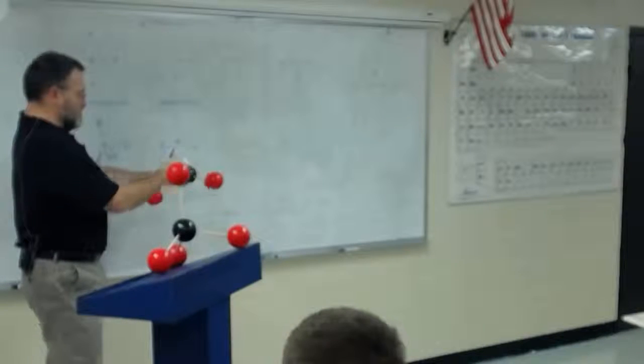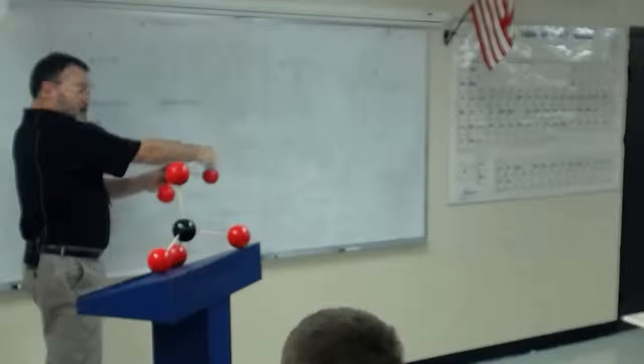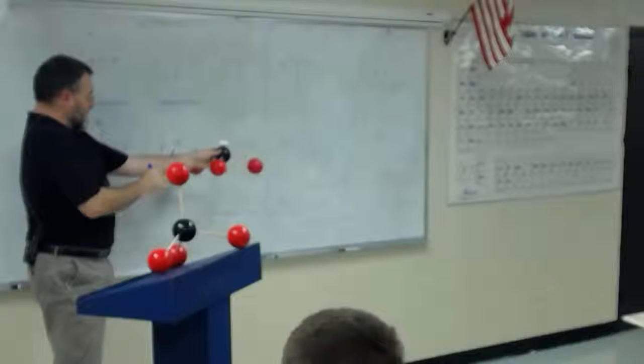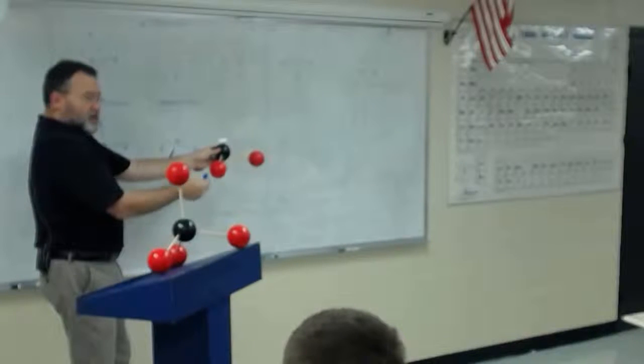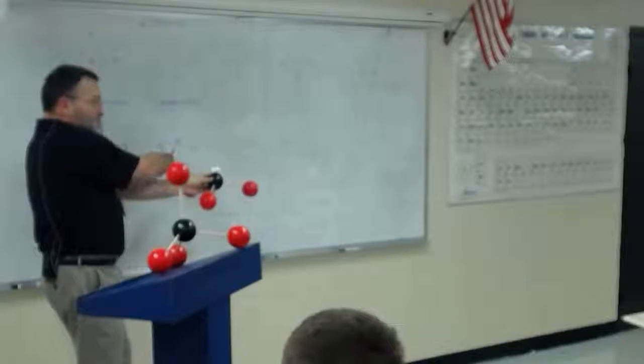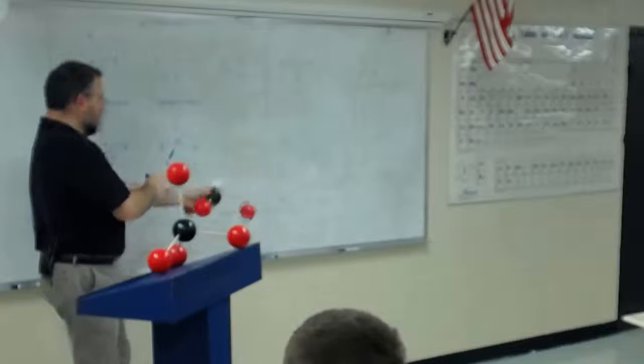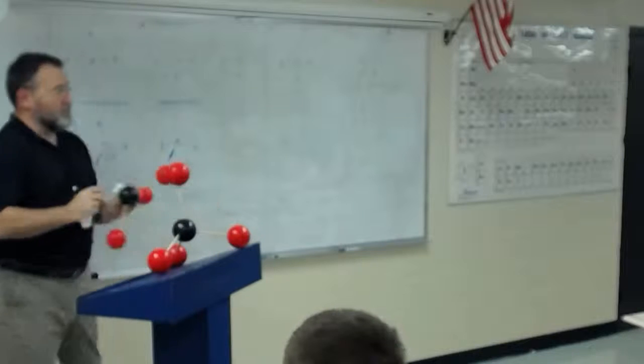If I take this unbonded pair and one of these external atoms, I lay them in the plane of the board, I have one bond that's coming forward out of the board and one bond that's going back into the board. It's represented in this way in two-dimensional space.